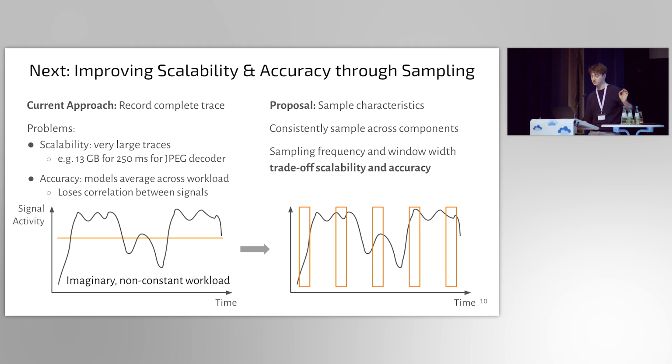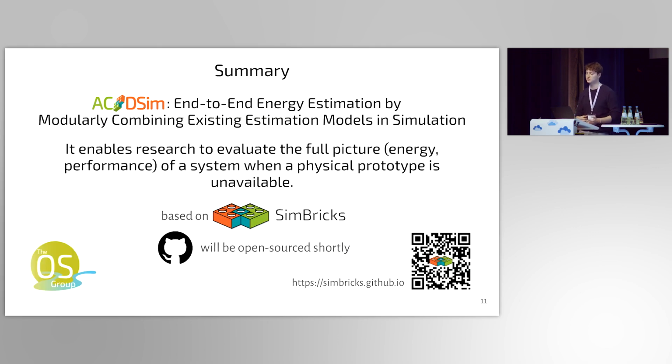So here's my proposal, which is to instead sample the workload characteristics uniformly across components and compute the statistical metrics over small windows. And this also gives the user more control to directly trade off scalability and accuracy. Okay, so to sum up, DSim enables systems researchers to evaluate the full picture of a system, concretely the end-to-end energy, and combined with Simbrix also performance when the physical prototype is unavailable. And as a final remark, I'm going to open source the project shortly.